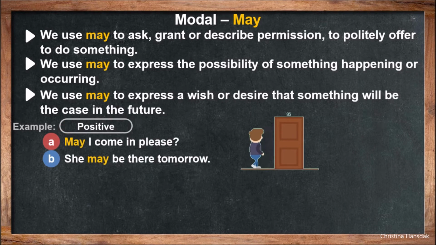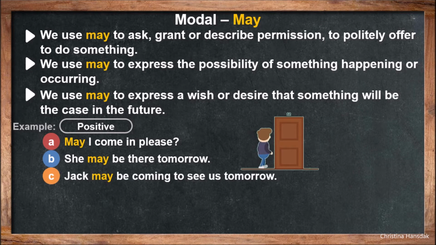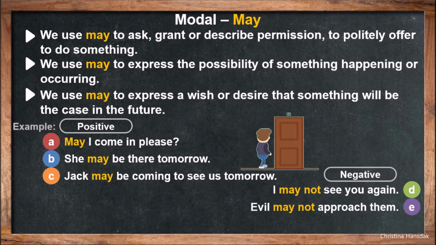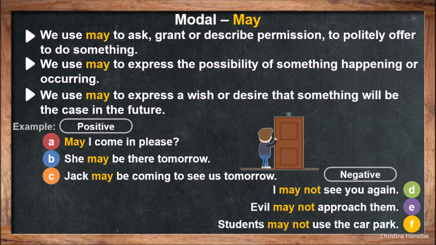Sentence number B. She may be there tomorrow. Sentence number C. Jack may be coming to see us tomorrow. Sentence number D. I may not see you again. Sentence number E. Evil may not approach them. Sentence number F. Students may not use the car park. Students, the upper three sentences are in the positive forms and the remaining three sentences are in the negative forms.